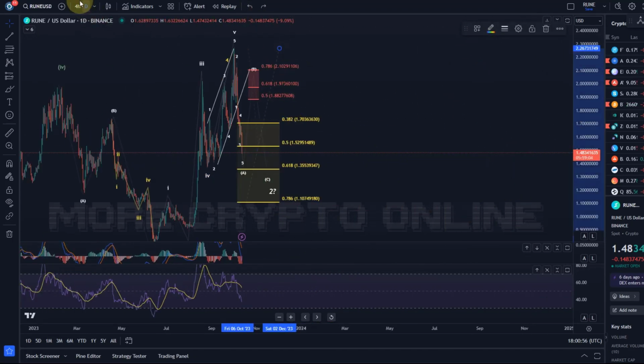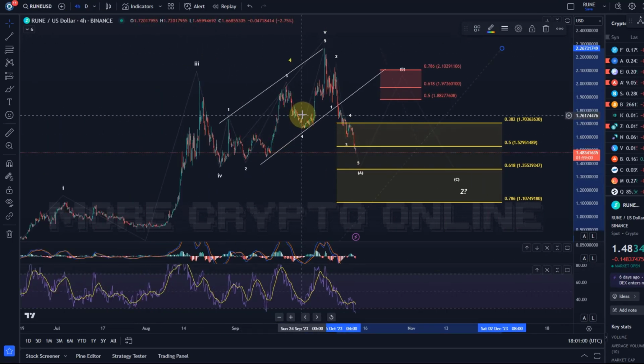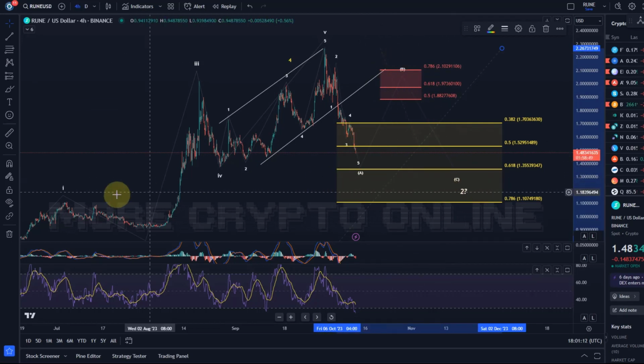It's just come down a little bit too low and a little bit too fast. That is fast, but it's not a problem. An A wave can be an impulse. That's okay. Let's see if it does the wave B, which I think should start shortly, and then the C wave. That's my update about RUNE.